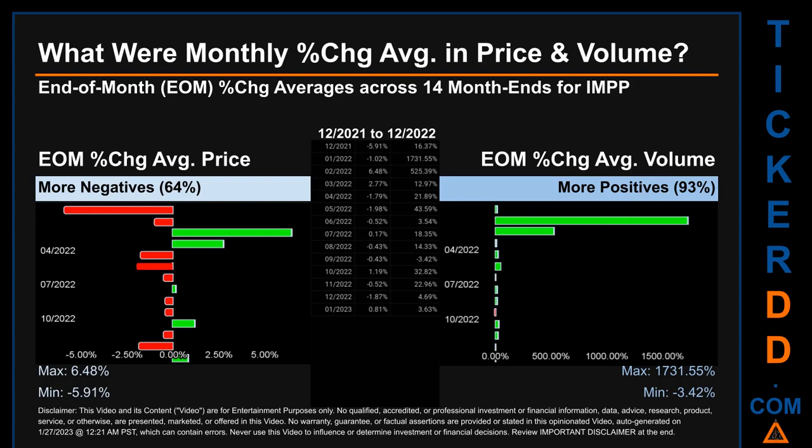Price saw an end-of-month max of 6.48% in average percentage change along with a minimum of -5.91%. For volume, the maximum and the minimum monthly percentage change were respectively 1731.55% and -3.42%.